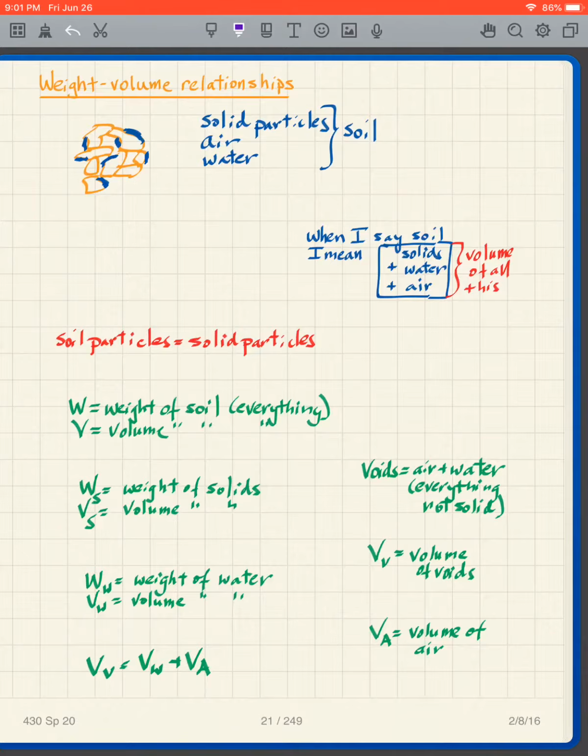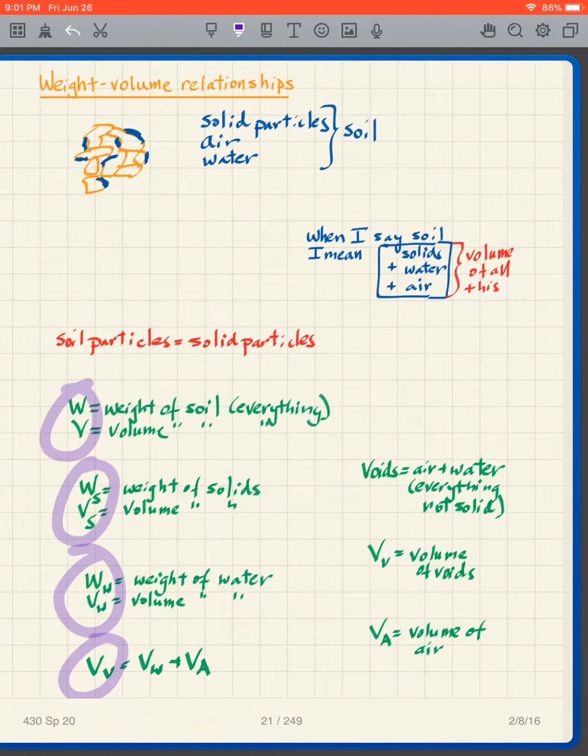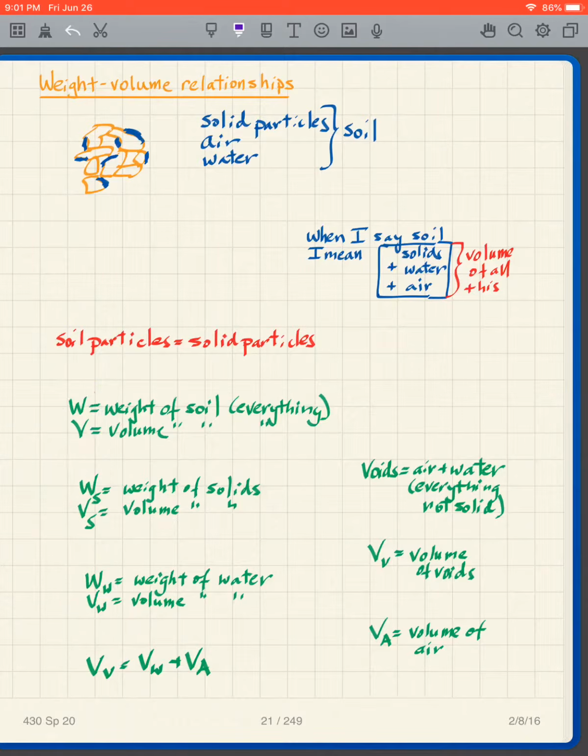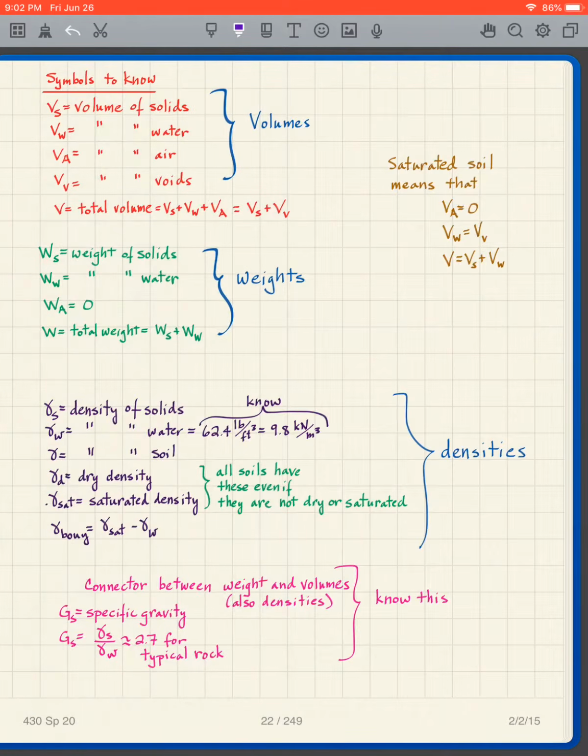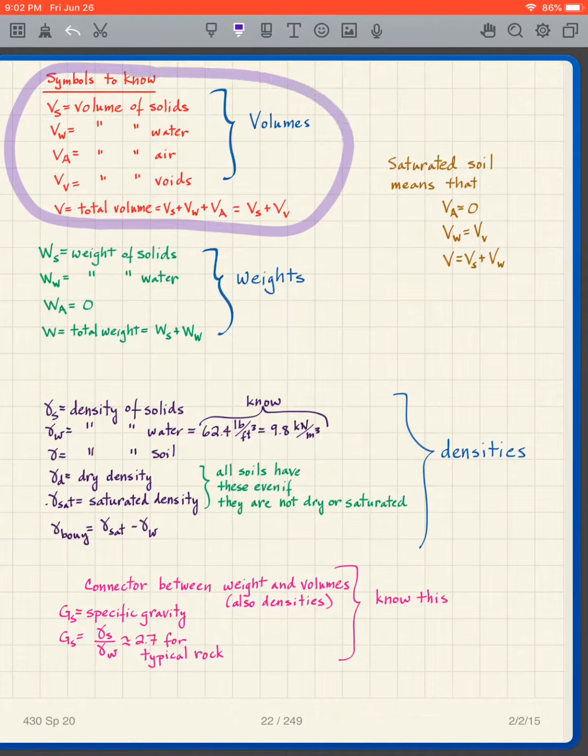So let's just go over. We have weights and volumes, very straightforward. W and V, weight of the soil, volume of the soil. W sub S, V sub S, weight of the solids, volume of the solids. W sub W, V sub W, weight of the water, volume of the water. V sub V, volume of the voids, which is the volume of the water plus the volume of the air. So again, these are what you need to know.